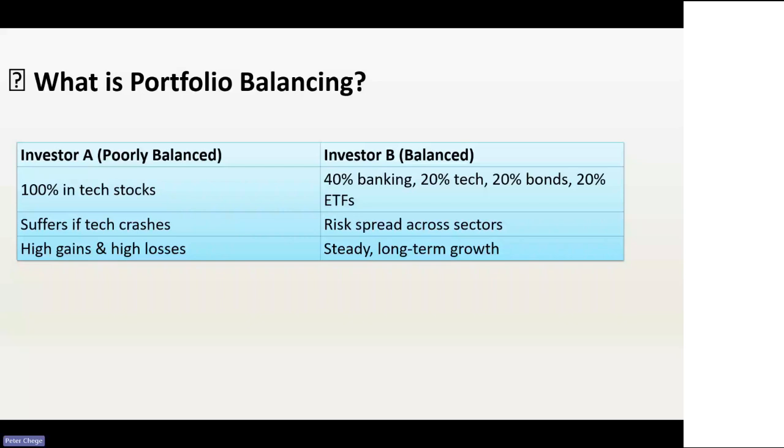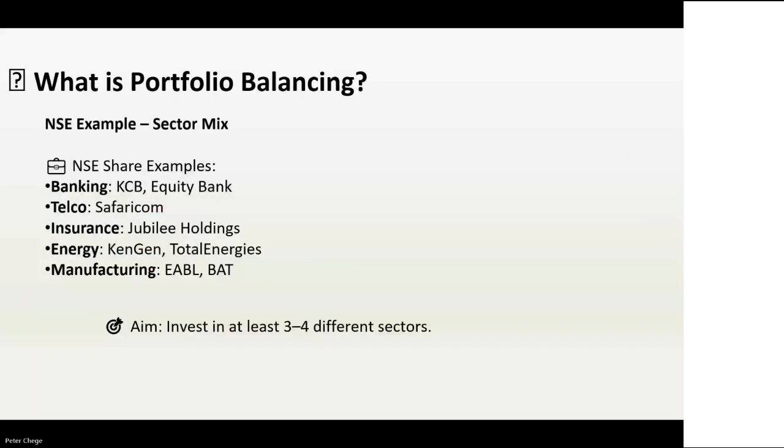So we come to an example at the NSE. You can decide I'll take a few shares. Maybe I take the banking sector, Equity or KCB Bank. Then telecoms, I take Safaricom. Insurance, I take Jubilee. Energy, KenGen, Totol or KPLC. Manufacturing, I take BAT and EABL. So you invest in at least 3 or 4 different sectors. And if possible, if your money allows you, invest in all sectors.